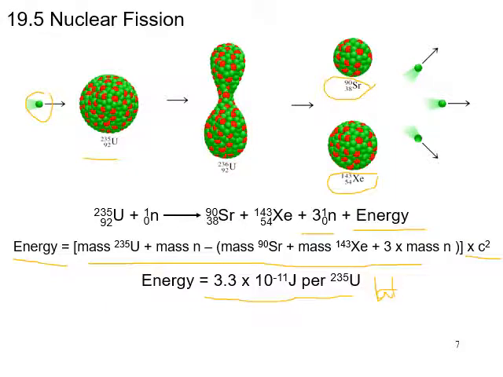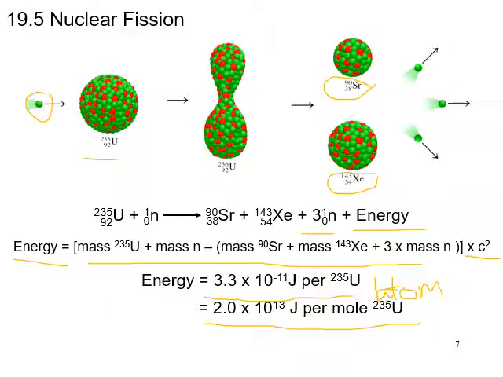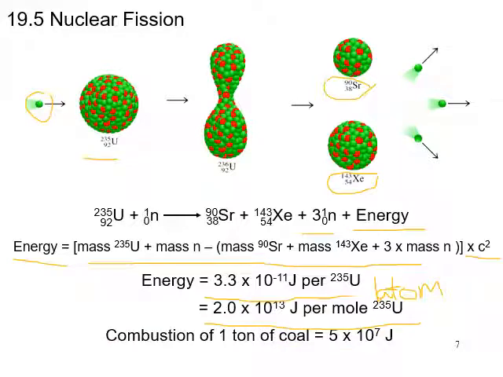So of course, we'll never fission just one atom. If we fission a mole of atoms, we get 2 times 10 to the 13th joules per mole of uranium-235. So you can see that's pretty large. The combustion of 1 ton of coal is only 5 times 10 to the 7th joules. So you can see why there's such a large difference and why nuclear power gives you a lot more energy to create electricity than coal.